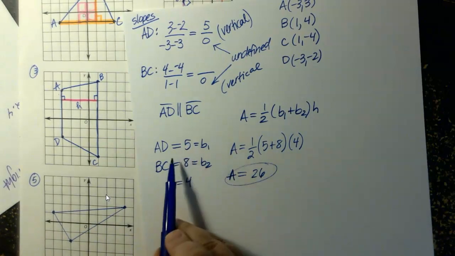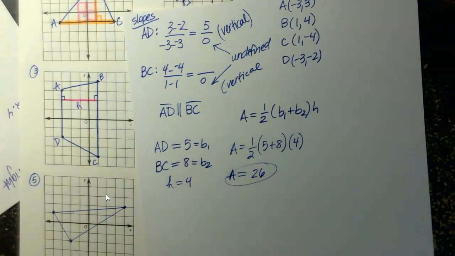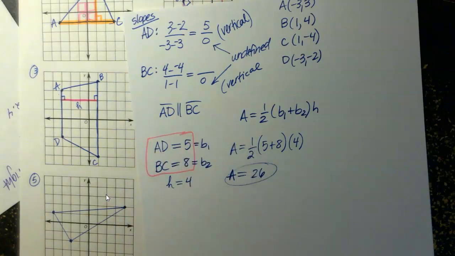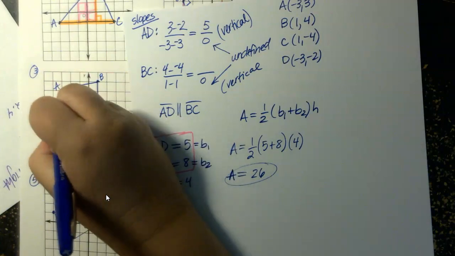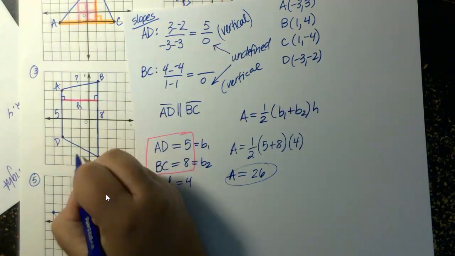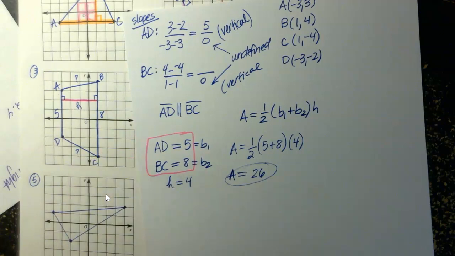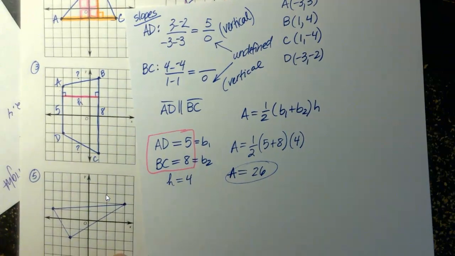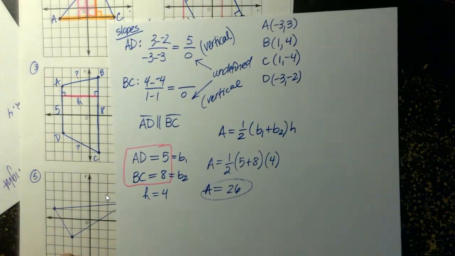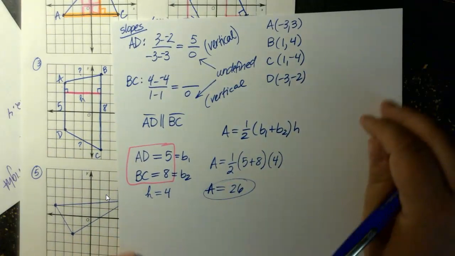Well, I already know the length of AD and the length of BC. So I'm going to use those when I start thinking about perimeter. AD is 5, BC is 8. I need to know this distance and this distance so that I can add up all my sides. So to find the length of AB, I'm going to come over here.